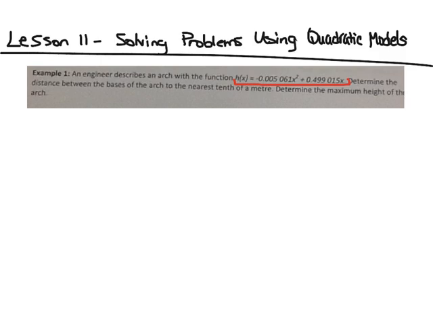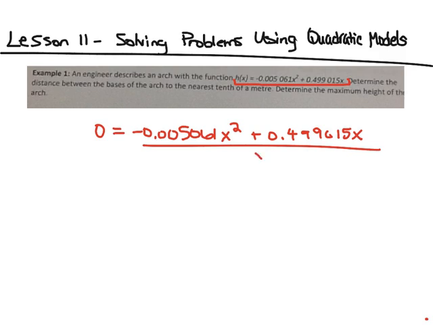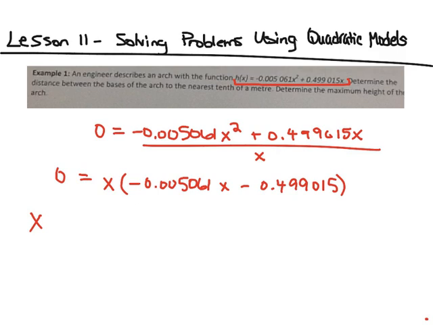So let's write out our function. This one is really easy to factor because there's an x in each of them. So we're just going to divide the whole thing by x. So 0 is equal to x, negative 0.005061, x minus 0.499015. So either x will be 0, or this will be 0.